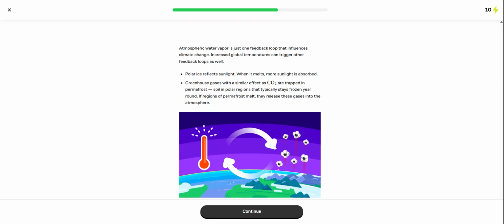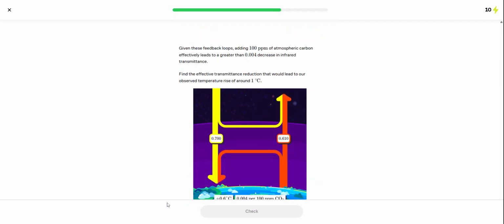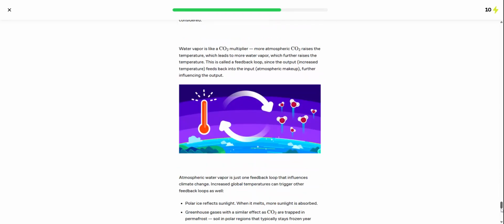Similar relationship in this diagram, a back and forth cycle, showing how these glaciers and polar ice will be affected depending on the CO2 concentration levels. Continue. Now, given these feedback loops, adding 100 parts per million of atmospheric carbon effectively leads to a greater than 0.004 decrease in infrared transmittance. Find the effective transmittance reduction that will lead to our observed temperature rise of around 1 degree Celsius.